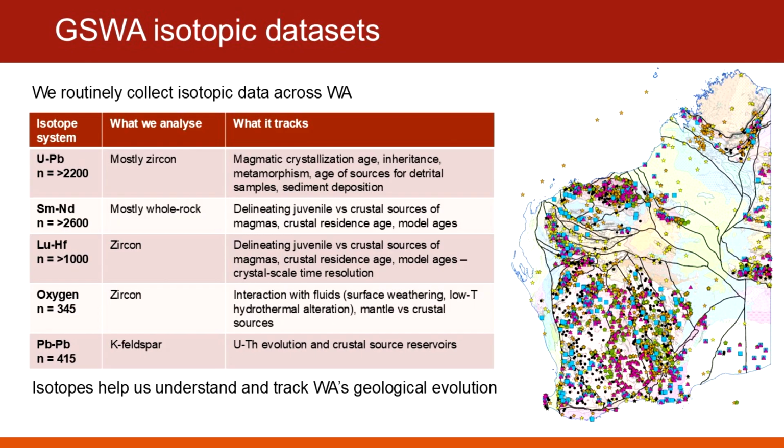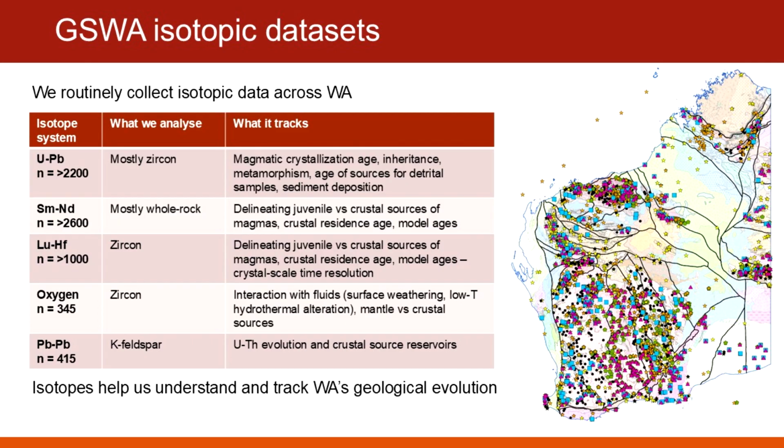On top of that, we have oxygen. Again, we've increased coverage by about 30% in that data set, and a new data set that we're currently working on in conjunction with Curtin University is lead isotopes within K-feldspar. So we're going to have over 400 locations across the state, and we hope to be able to make some isotope maps for those.